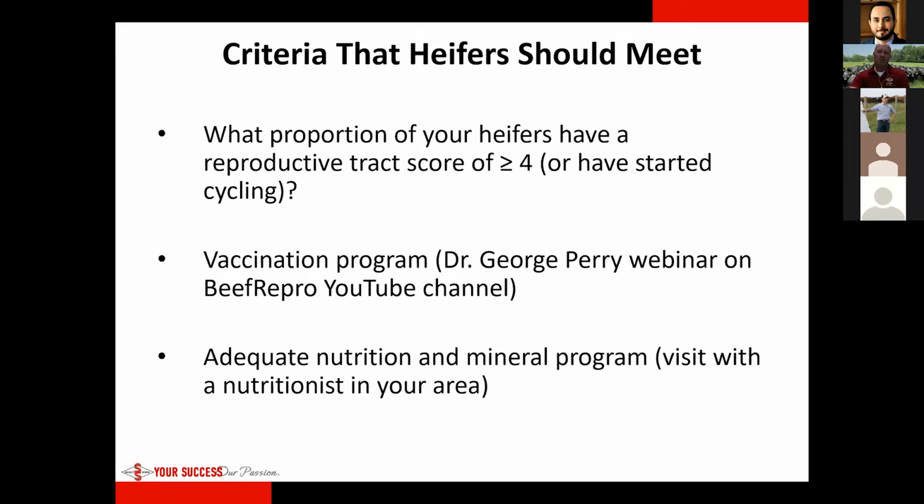Another thing to consider, and we touched on this a little bit, is appropriate heifer development from a nutritional and mineral standpoint. I would encourage you to visit with nutritionists or people in your area. The mineral program that works in the eastern part of the U.S. is maybe not the same nutritional and mineral program that works in the western part of the U.S., or anywhere across the U.S., or across the country, across the world.